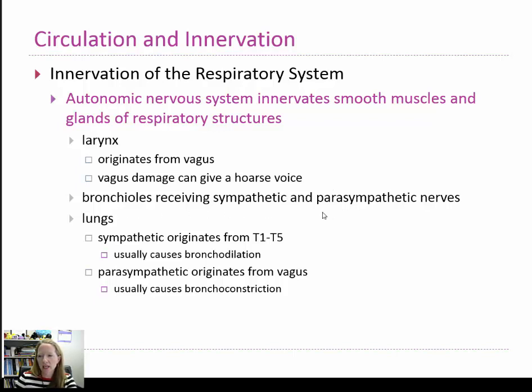Bronchioles receive sympathetic and parasympathetic innervation. Looking at what would happen with the bronchioles, anytime there is sympathetic innervation to the lungs or those bronchioles, it is going to cause bronchodilation. It's going to open up those airways. And we'll talk later in another section about why we would want bronchodilation or bronchoconstriction to occur. Parasympathetic is going to cause bronchoconstriction.